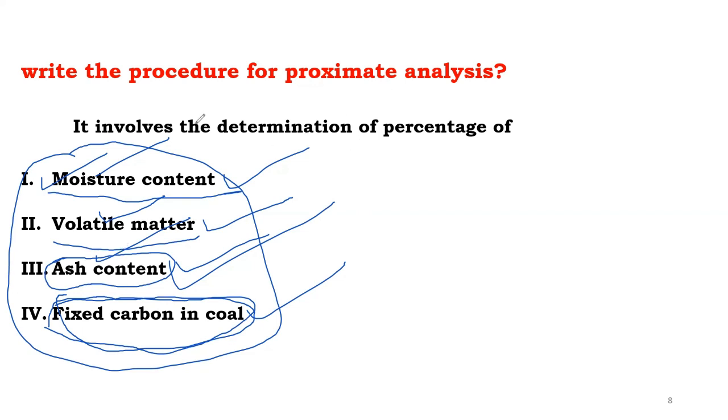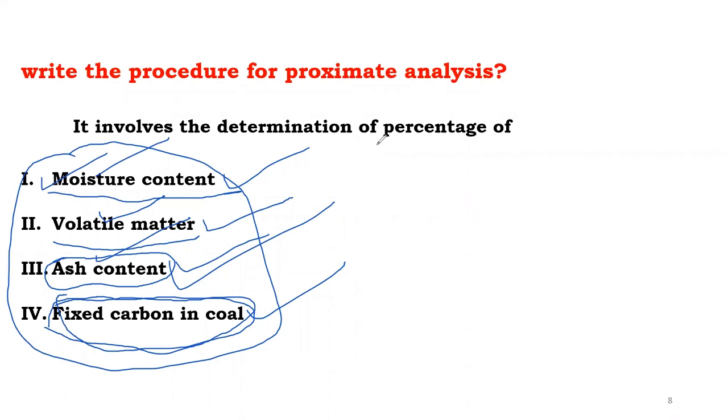So I hope everybody understands the proximate analysis. Proximate analysis is nothing but the identification or analysis of moisture content, volatile matter, ash content, and fixed carbon present in a sample. Proximate analysis of a coal is also called physical analysis.